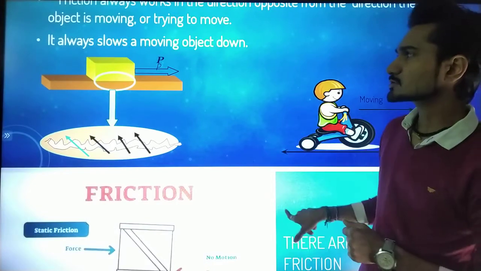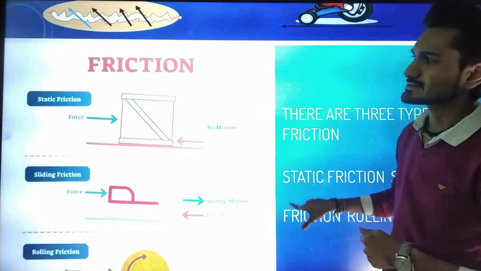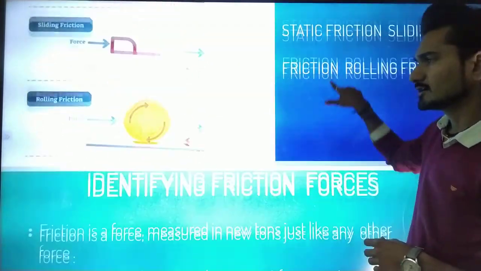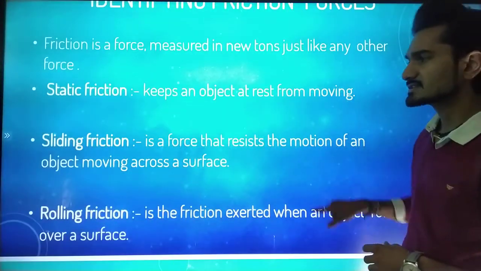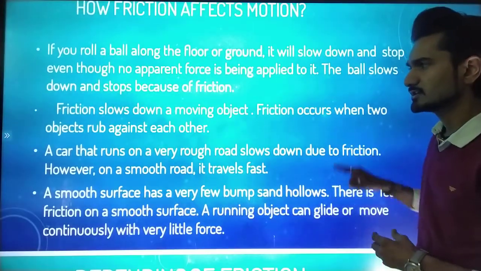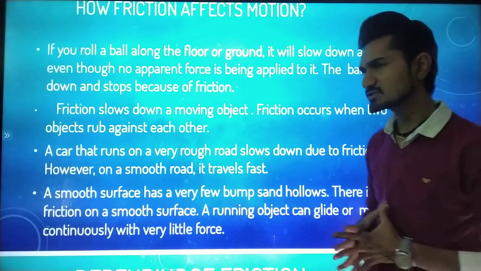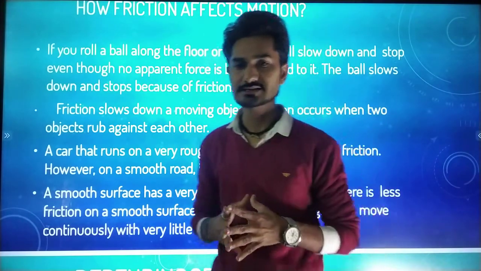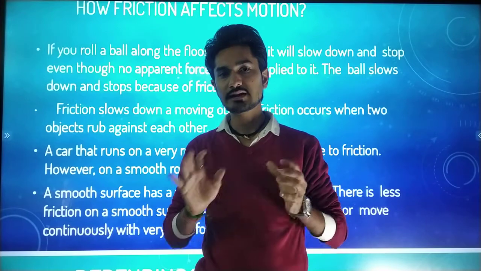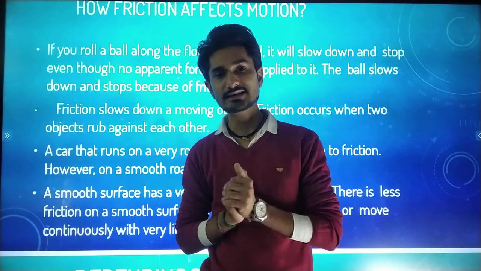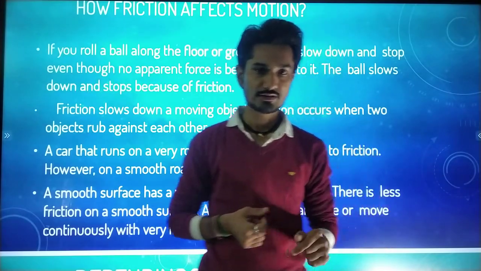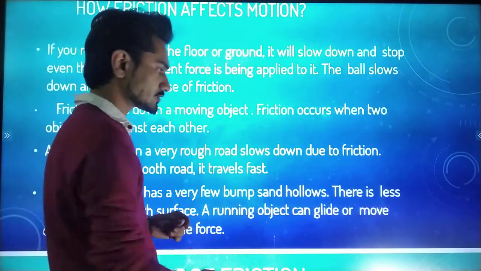It always slows a moving object down. Already we have seen these types of friction: static, sliding, and rolling friction. Friction affects motion. Whenever we apply the friction force, it creates a braking system, and due to that braking system we can stop the vehicle; otherwise we cannot stop it. So for that, friction is very useful.